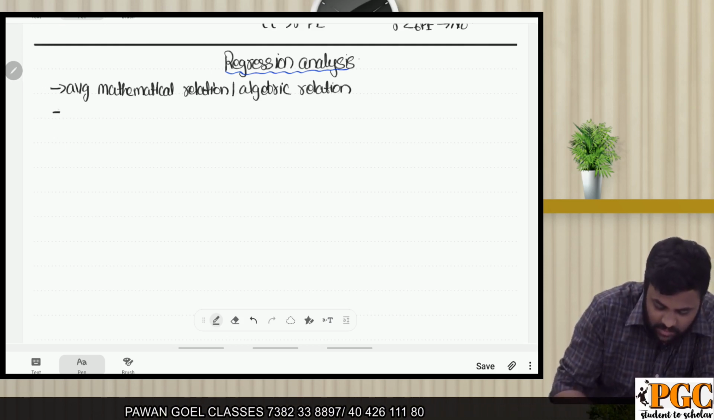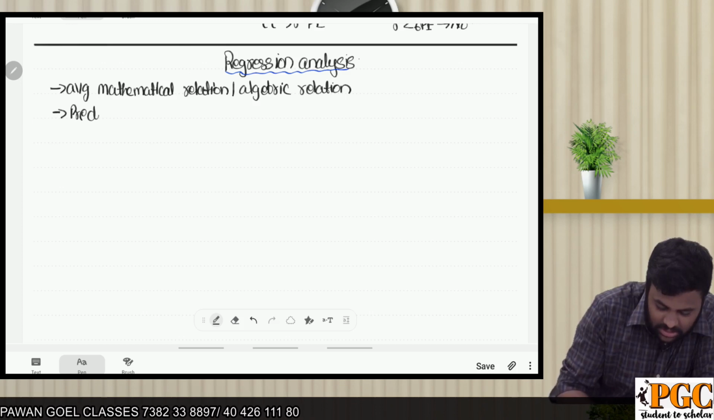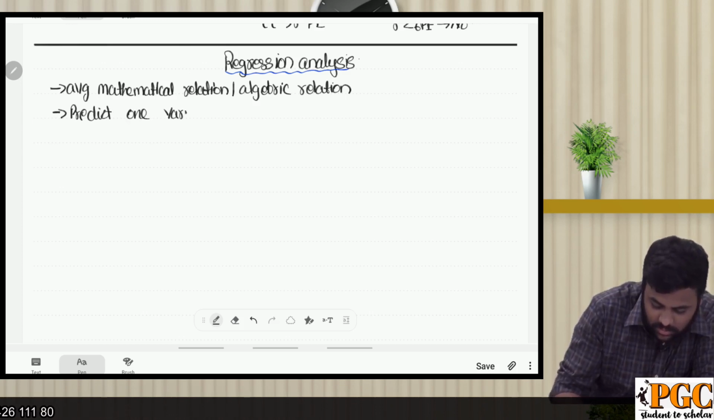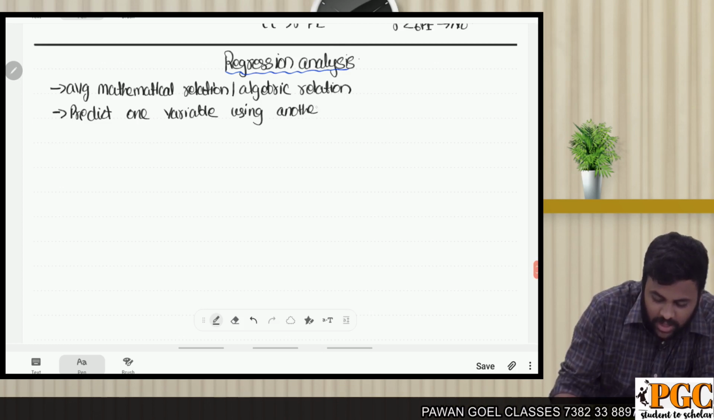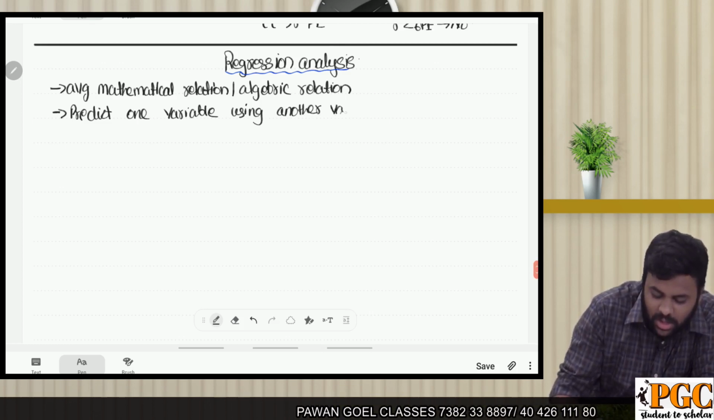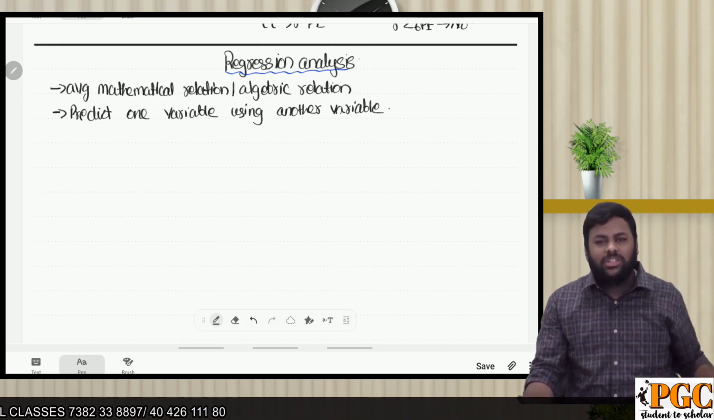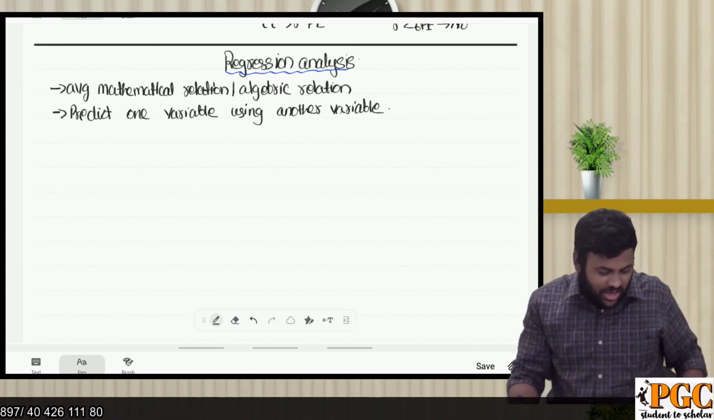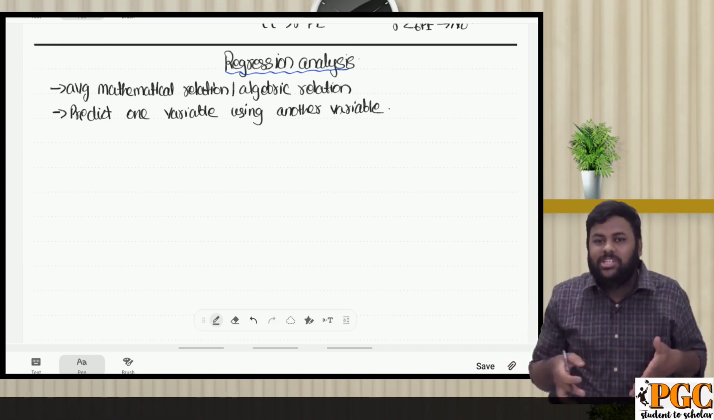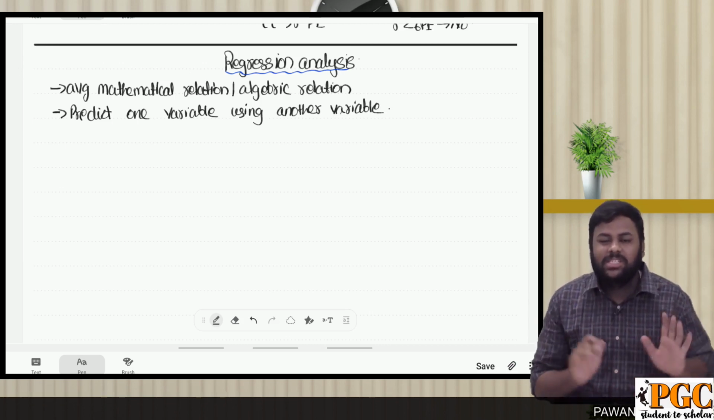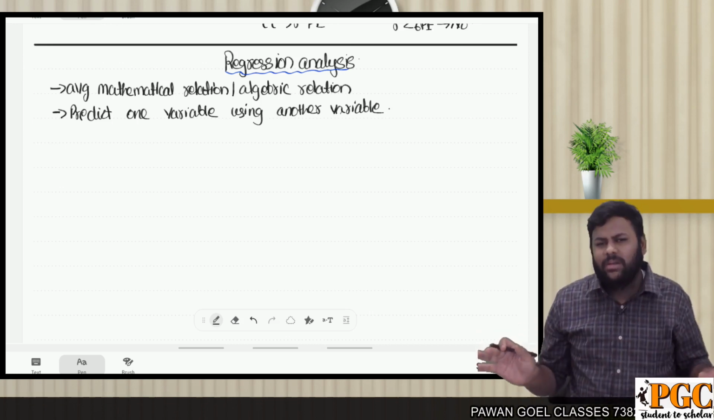In this case, we are trying to predict one variable using another variable. We are trying to predict one variable using another variable in the concept of regression. That is, we are trying to become an astrologer in the concept of regression, where we are making that astrology in terms of statistics. Okay, nothing other than that, my dear friends.